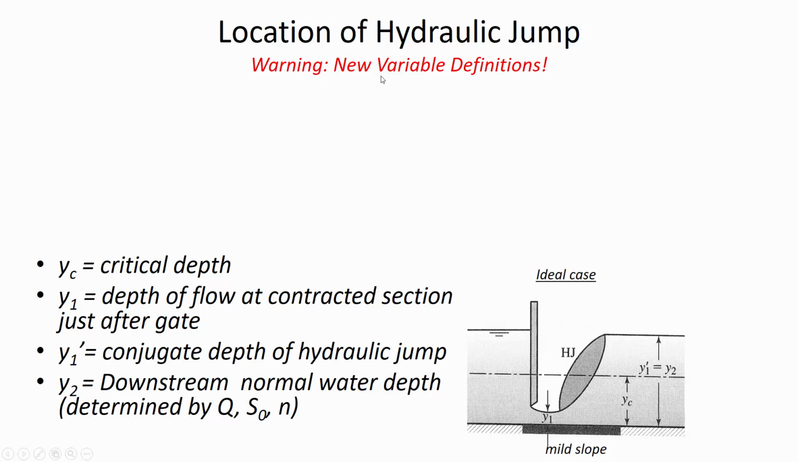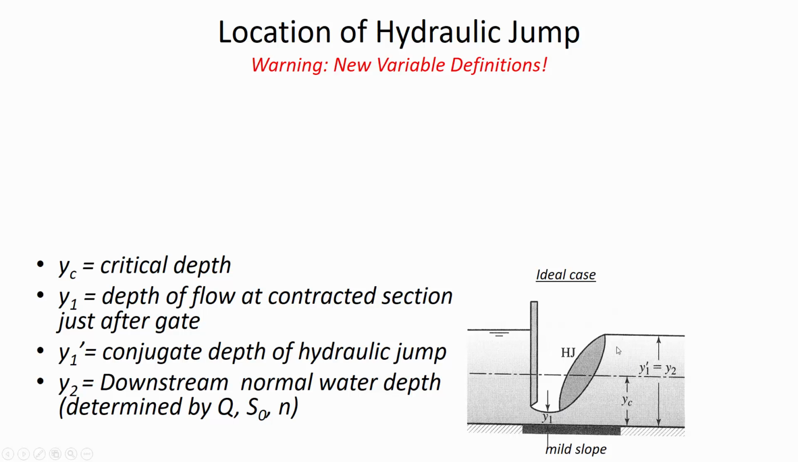Now, we have some new variable definitions we haven't seen before. The new definitions are y1 and y prime 1. In this instance, what the prime is meant to indicate is the sequent depth after a hydraulic jump. And so there's the before and the after. The before and after both have the same amount of momentum, but they have different depths. Remember, we looked at several different momentum depth diagrams in class on Thursday.